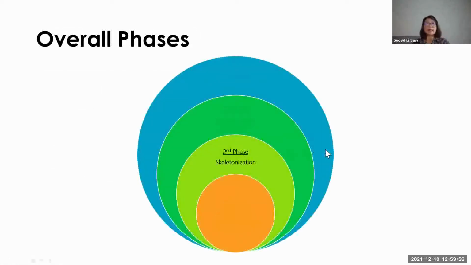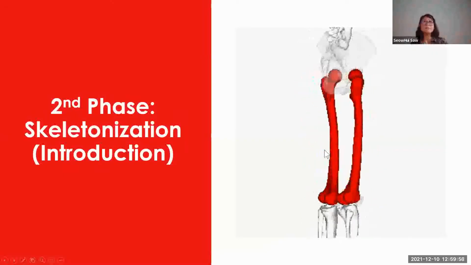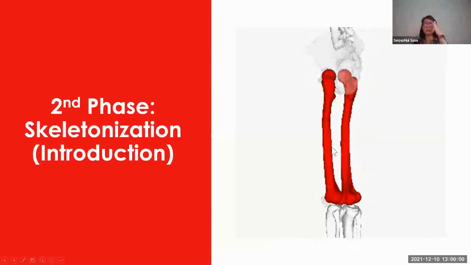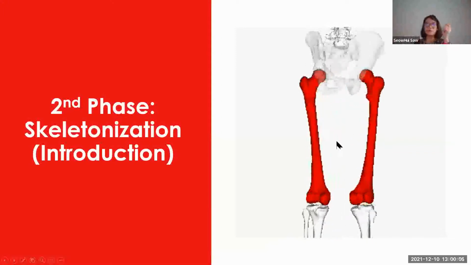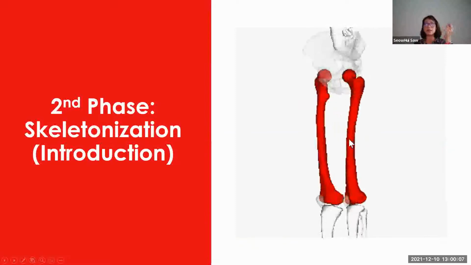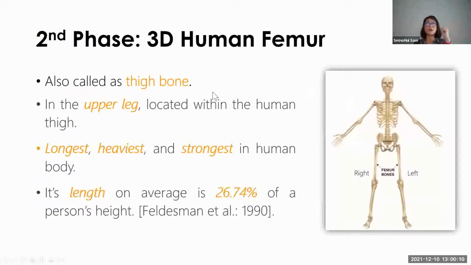And yeah, let's go to the second phase, which is the skeletonization. Now, the platform that I'm using, or the 3D meshes, is the human femur. Okay, done together with Prof. Lee. Now, what is human femur? It is also called the thigh bone. All right, thigh bone. Now, in the upper leg, it is located within the human thigh, as you can see from this diagram. And femur is actually the longest, the heaviest, and also the strongest bone in the human body.